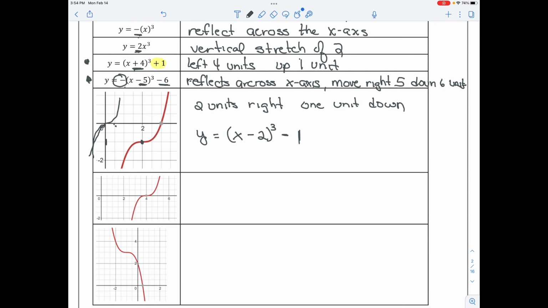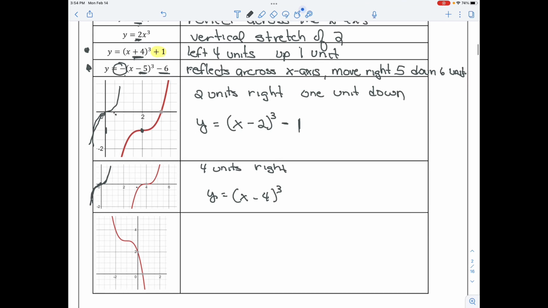Okay? So looking at the next one, remember, normally that little inflection point would be at 0. So that inflection point moved 4 units right. And it's still on the x-axis, so it didn't move any units down. So this would be y is equal to (x minus 4) cubed.